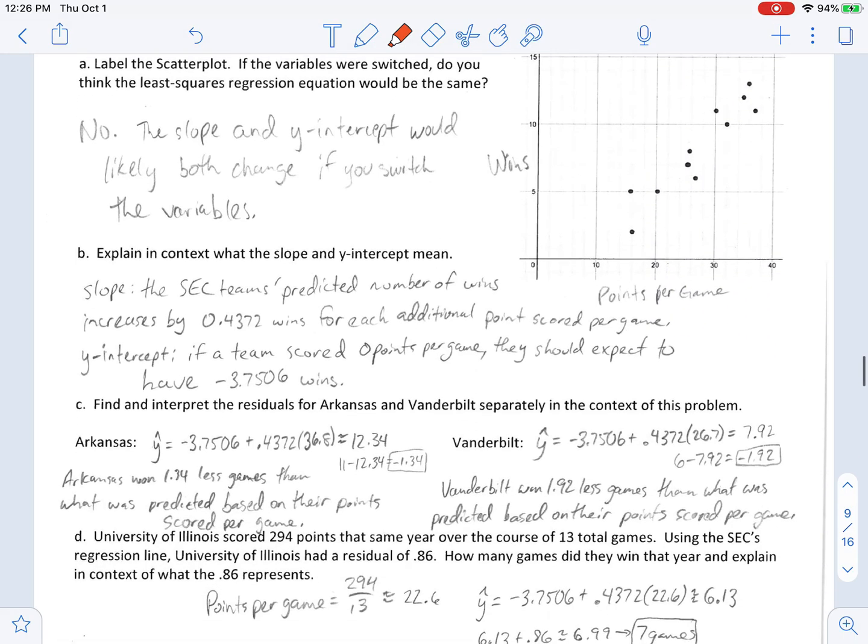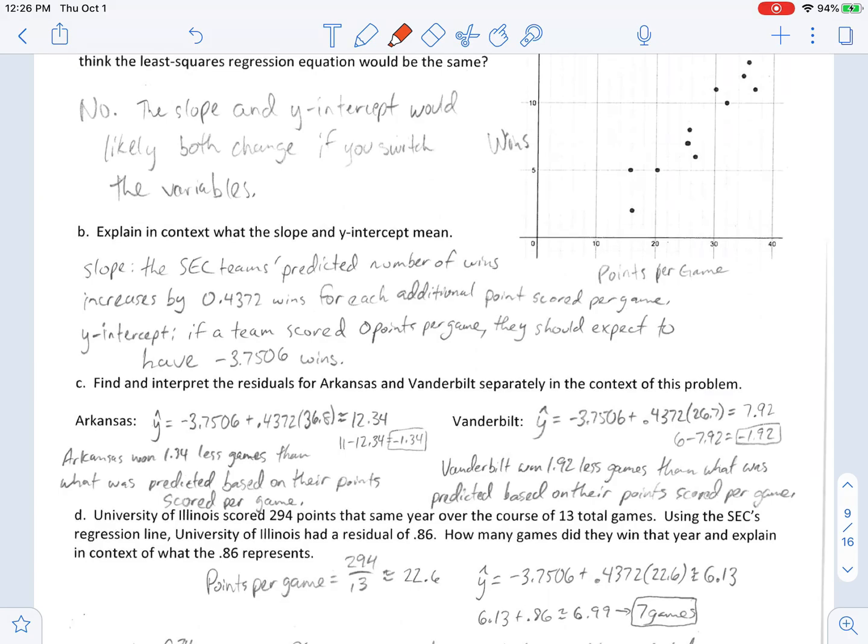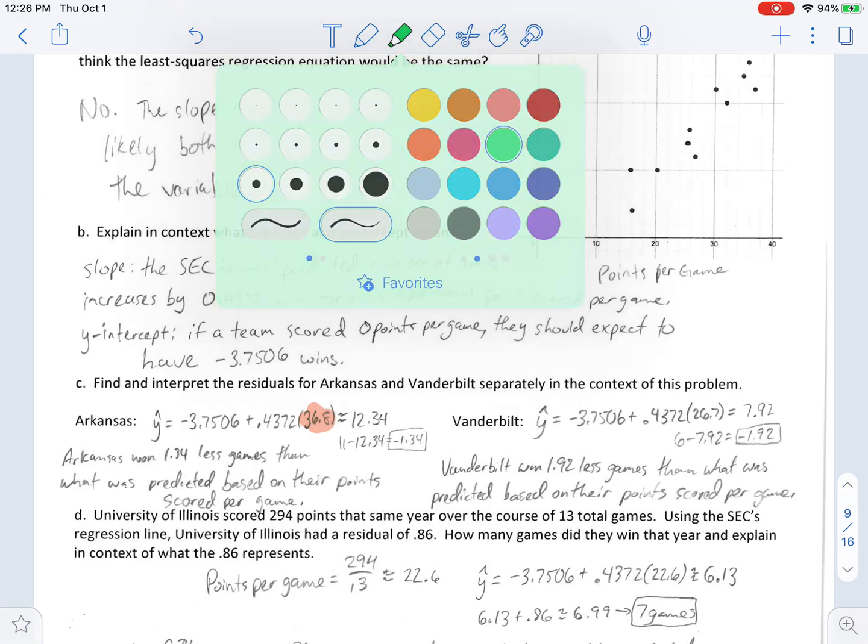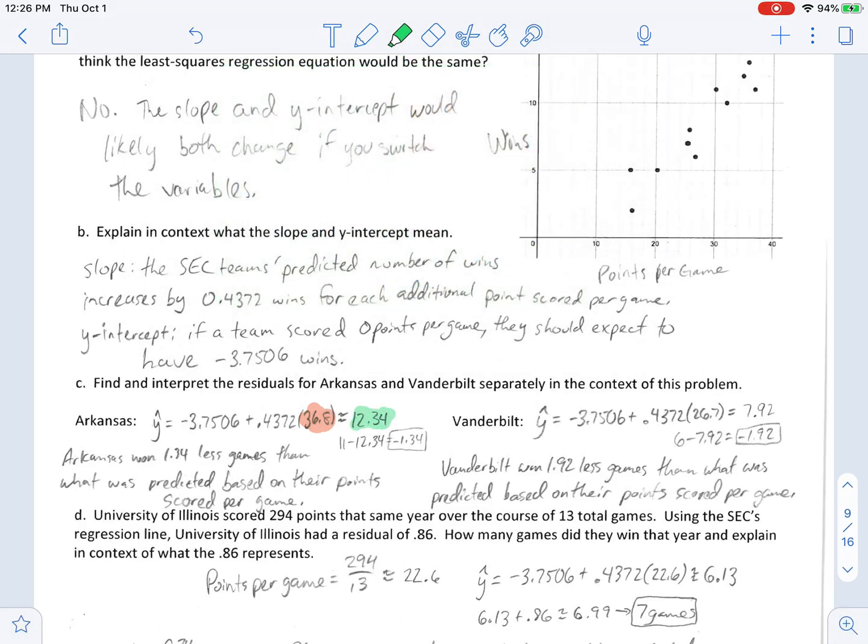All right. Find and interpret the residuals for Arkansas and Vanderbilt separately. So again, you plug in their actual X value. You plug in for Arkansas its actual number of points per game, and you get that it was predicted to have 12.34 wins, except they only had 11.